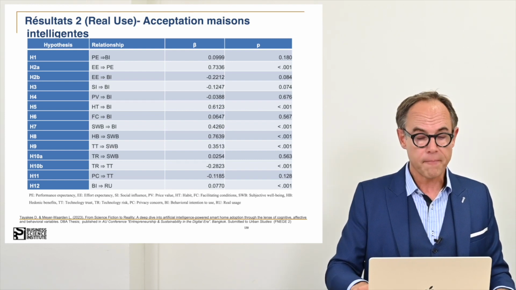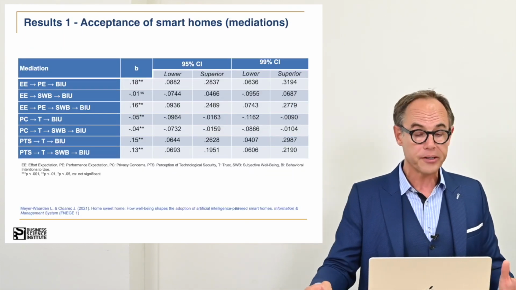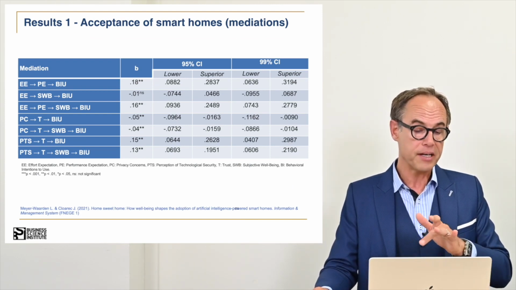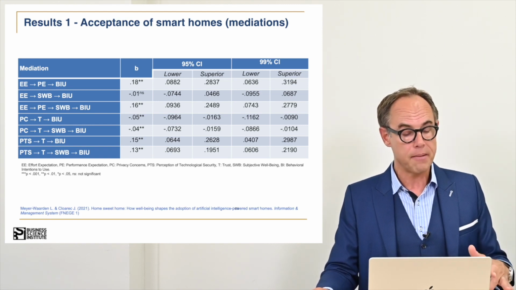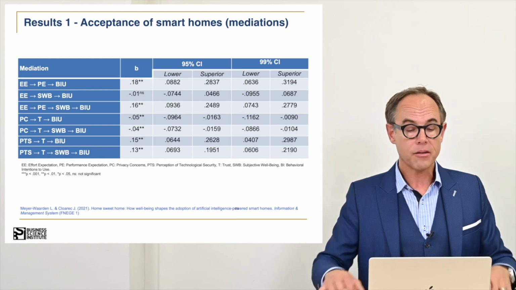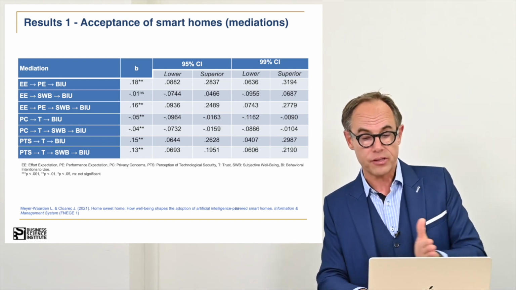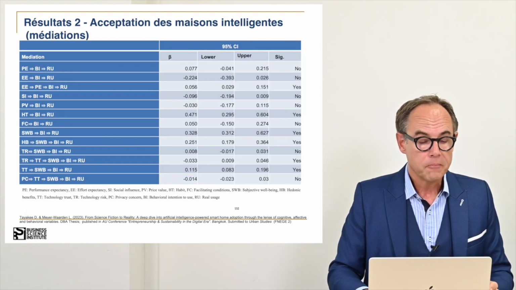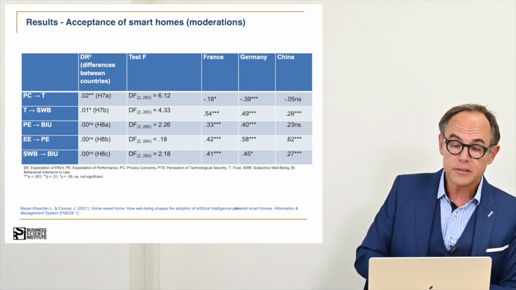In terms of mediations, we see that the links are amplified. For example, effort expectancy goes through performance expectancy to behavior intention to use. We see effort expectancy impacts performance expectancy, subjective well-being, and intention to use positively. So through the mediations, the impact is amplified. You see here clearly the causal chain. As for the moderations, we see that for privacy concerns, there are differences between countries.